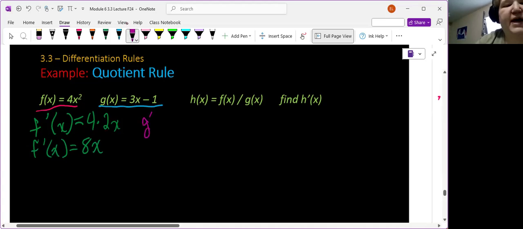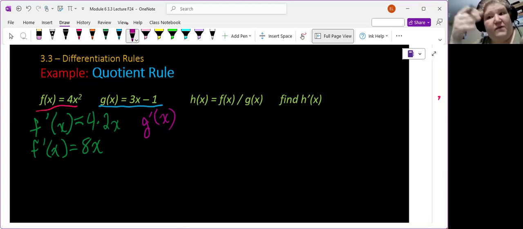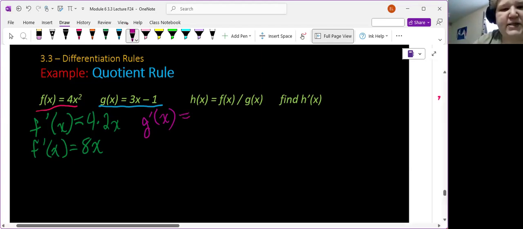All right, then our g prime of x, well, this one's nice. So the derivative of 3x: the derivative of x is 1 times x to the 0, which is 1. So we just get that constant multiple. And then minus 1 with no x whatsoever becomes a 0. So our g prime of x is even nicer. All right, so now we're going to find h prime of x.